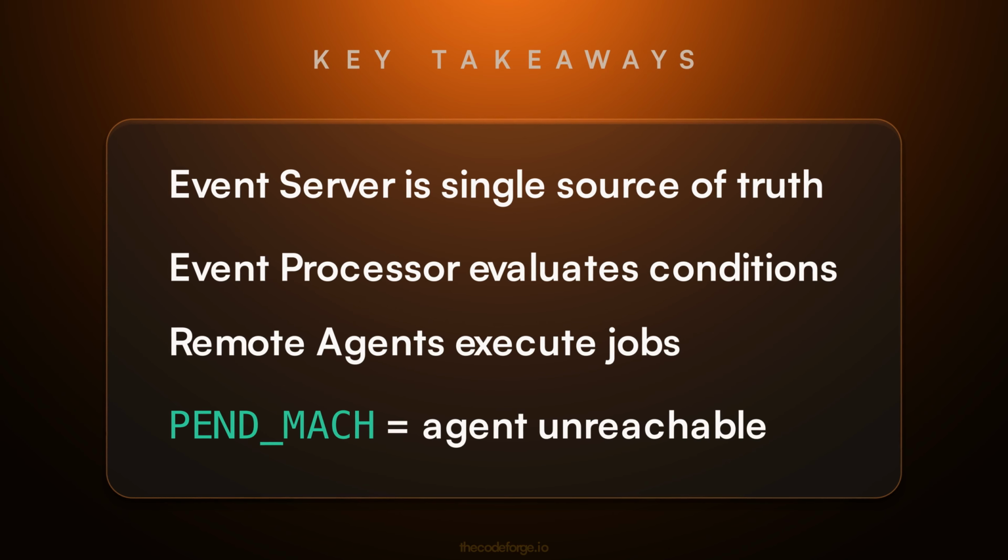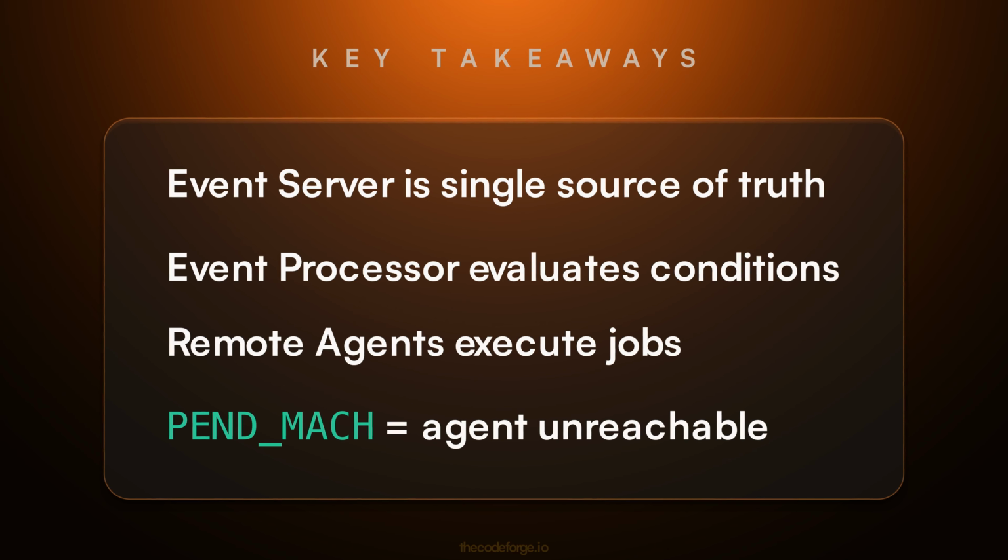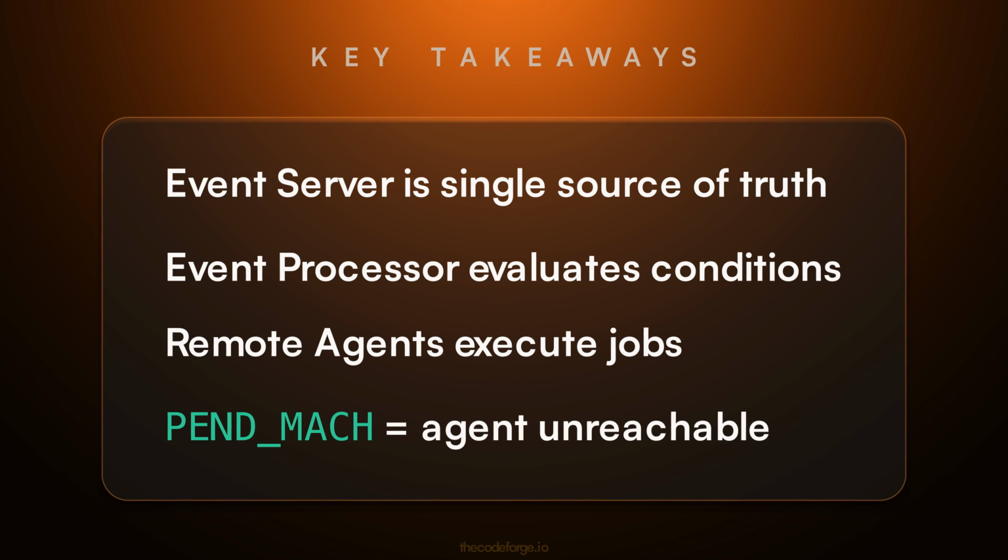To recap, AutoSys has 4 main components. The event server stores everything. The event processor schedules, remote agents execute, and PenMock is the most common production issue, often caused by a full disk. Always monitor disk space.